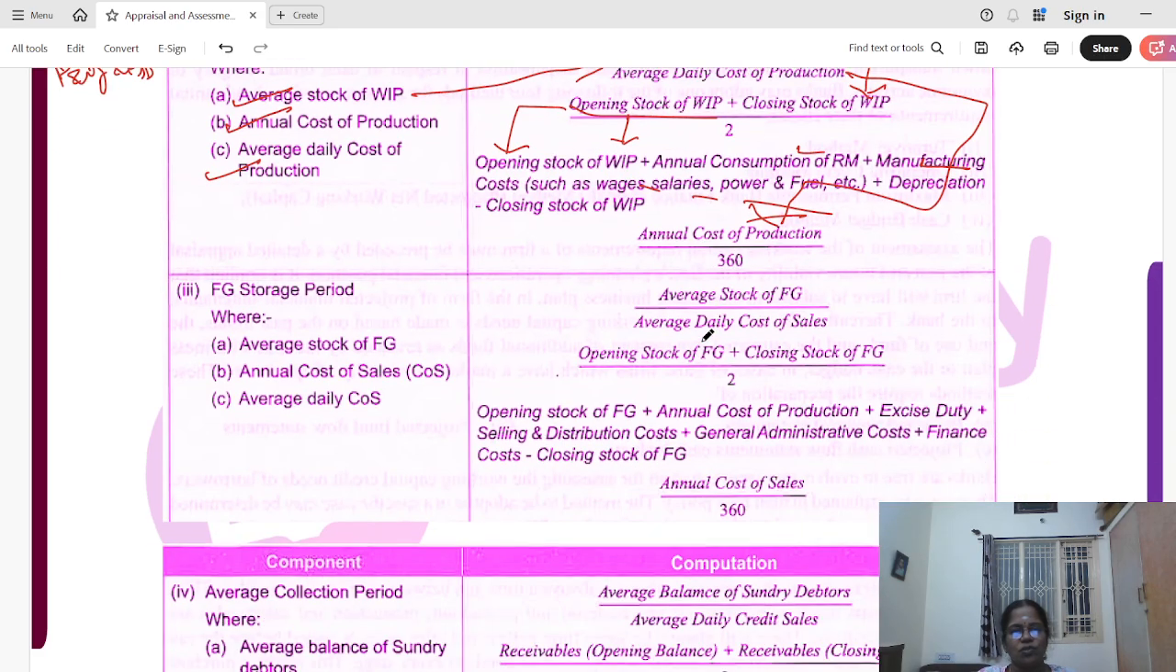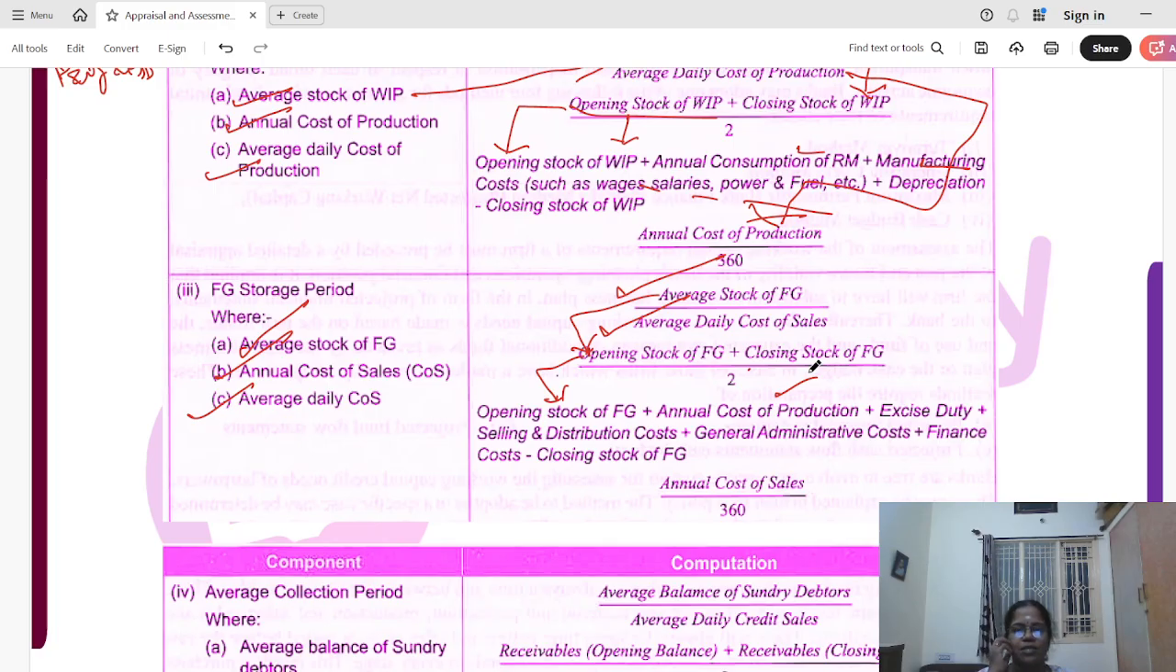Then the finished goods storage period: average stock of finished goods, annual cost of sales and average daily cost of sales. So average stock of finished goods divided by average daily cost of sales. Average stock of finished goods is nothing but the opening stock of finished goods plus closing stock of finished goods divided by 2. Then the opening stock includes the opening stock of finished goods. What is the annual cost of production?